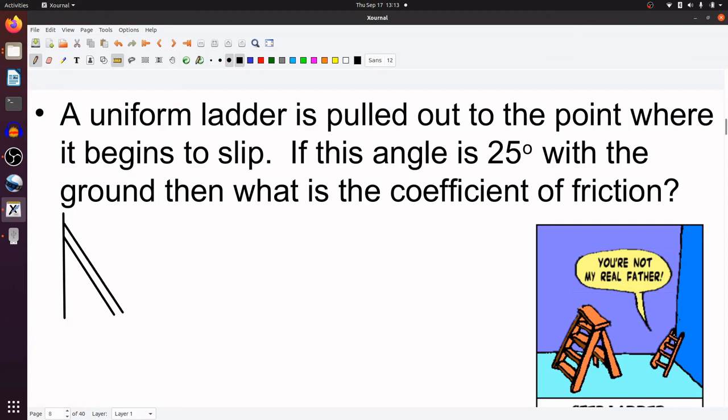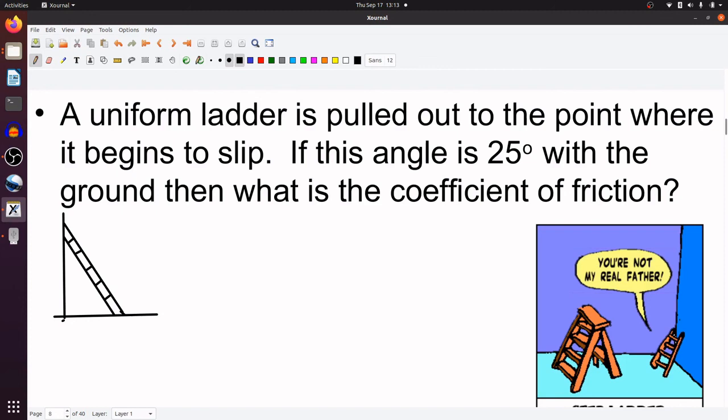Yep, see? Ladder. Not exactly equally spaced, I'm fully aware, but you get the picture. And then I need to make one for the ground. So, yeah, close enough. Alright. Okay, so your first step is you got to draw out your free body diagram.